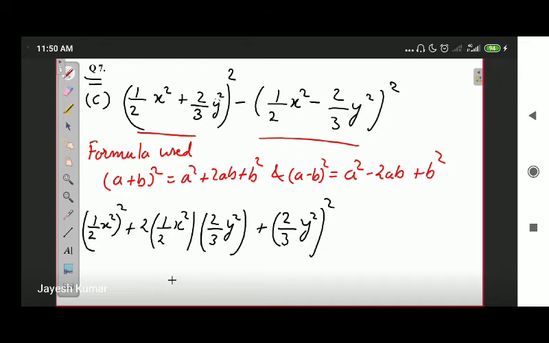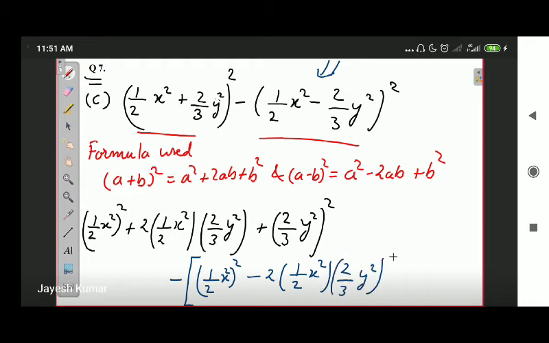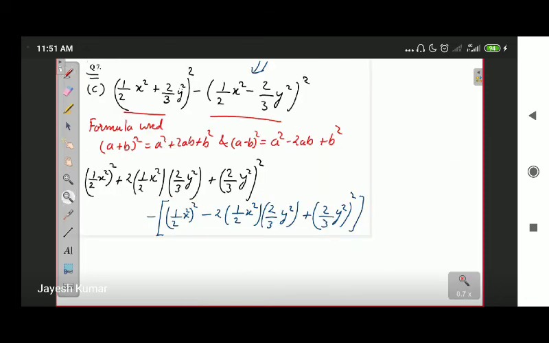And after that, negative sign, (1 upon 2 x square) whole square minus 2 into 1 upon 2 x square. We are solving this bracket. 1 upon 2 x square into 2 upon 3 y square plus (2 upon 3 y square) whole square. Now, guys, as you already know, the negative sign changes the sign of all the values inside the bracket.